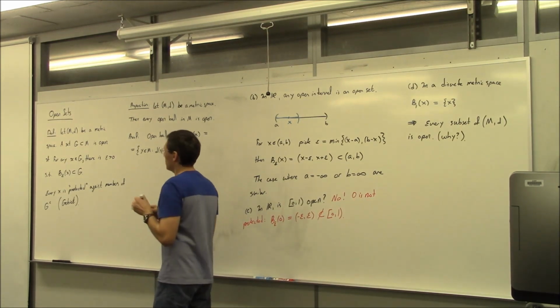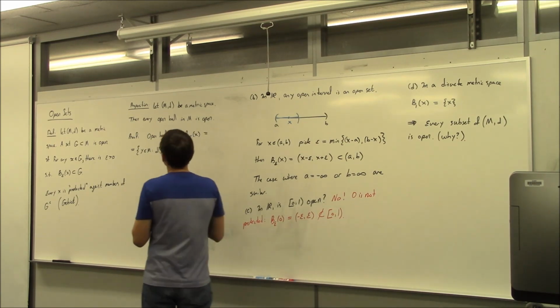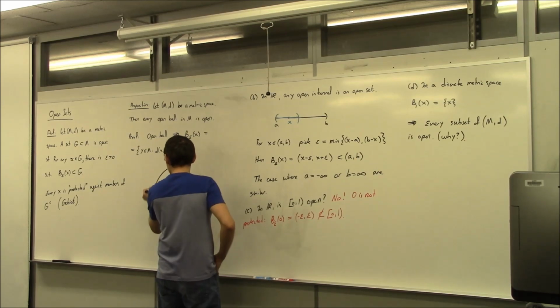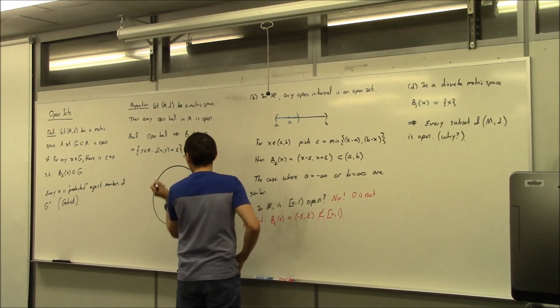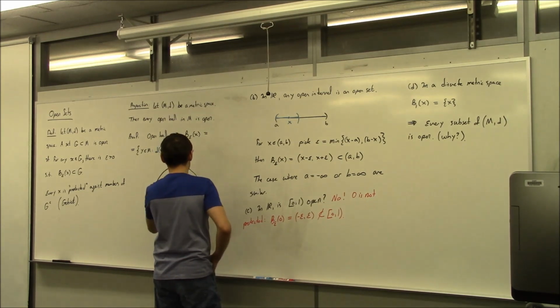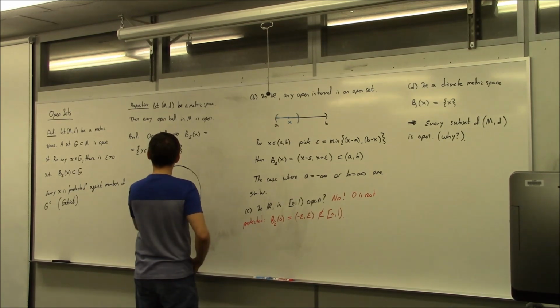But that doesn't prove it's open. So I need to prove that it is open. Okay? So here we go. We pick the point x, and we have this point x, and its radius is epsilon.